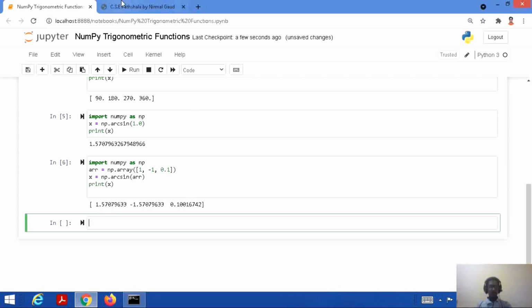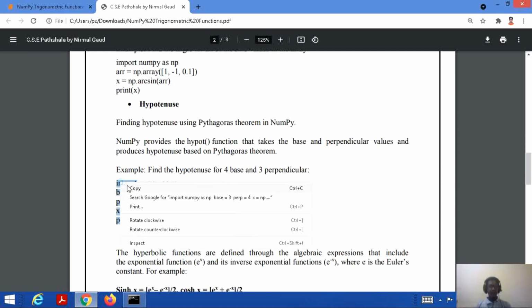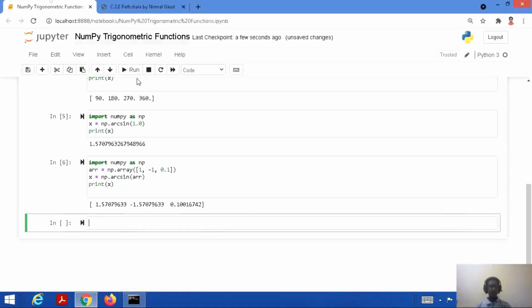Okay. Now, if you want to calculate the hypotenuse, as we know there is a formula to calculate the hypotenuse using the Pythagoras theorem. So we can also apply the Pythagoras theorem in NumPy. Okay, and NumPy provides a predefined function called the hypot function that takes the base and the perpendicular values and produces the hypotenuse based on the Pythagoras theorem. Okay, so let's consider a code and then we will understand it and find out the hypotenuse.